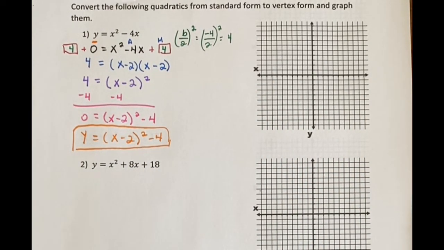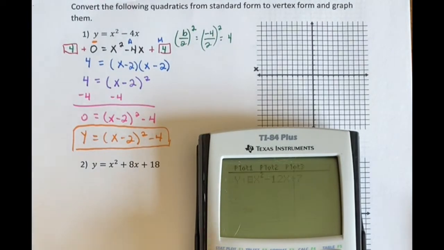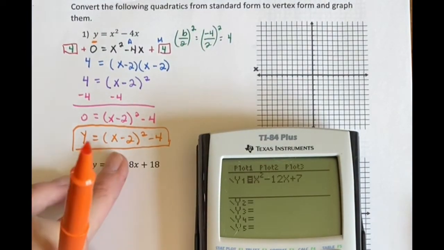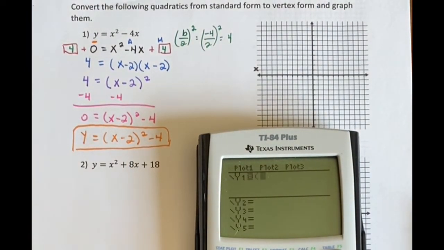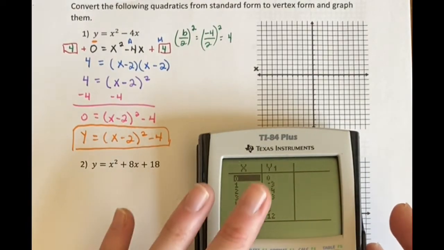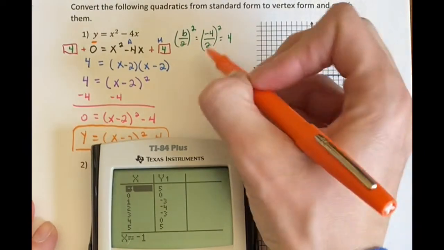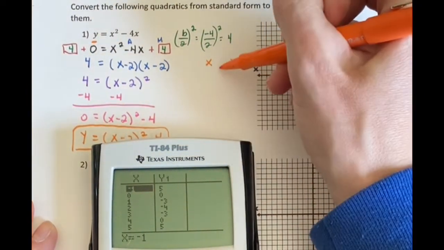Okay, so then we were asked to graph it. So we're going to take out our graphing calculator, turn it on, go to y equals, and type in our equation. So we have parenthesis, x minus 2, squared, minus 4. And we're going to go to the table. And then every single time we're graphing, we want to draw the table. So we're going to write out our table here.